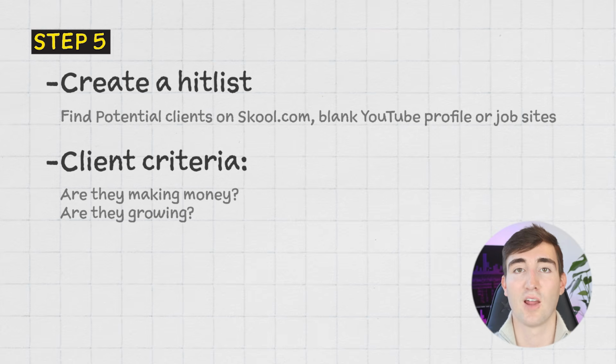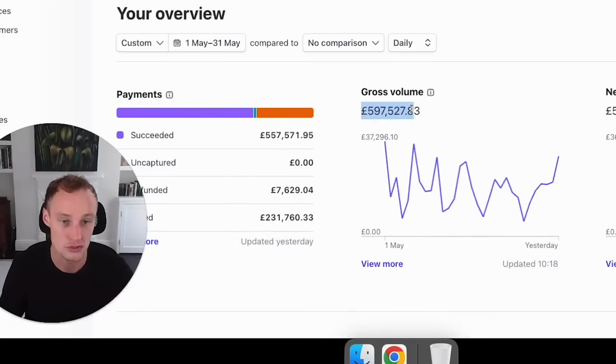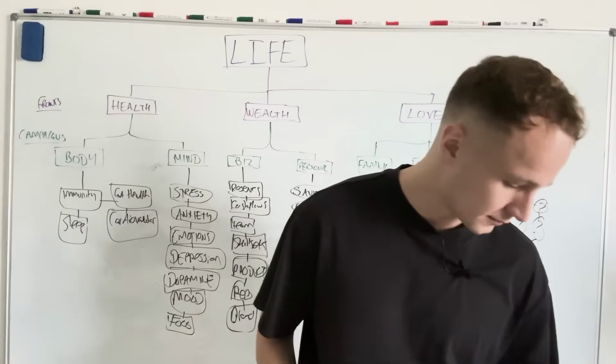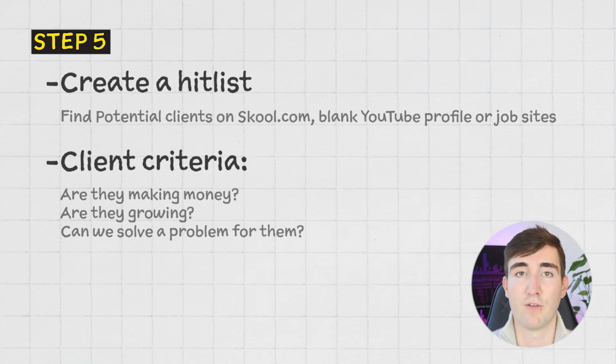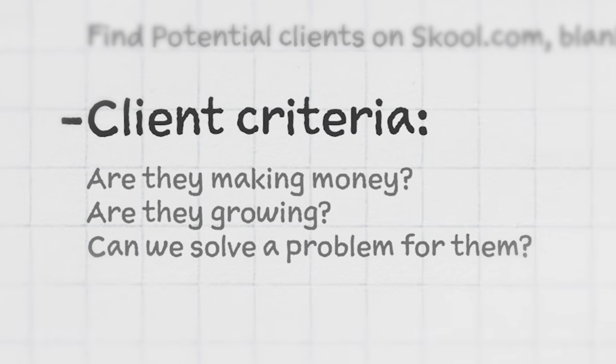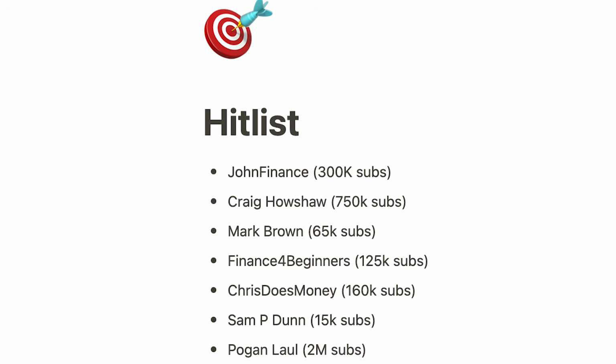Next up, we'll have a quick look at the growth of their channel and ask ourselves if this potential client would be willing to invest in content. For example, this YouTuber makes enough money to pay us what we're worth, is at a good size and is growing rapidly, but his style of content doesn't require an editor. There's no problem we can solve here.